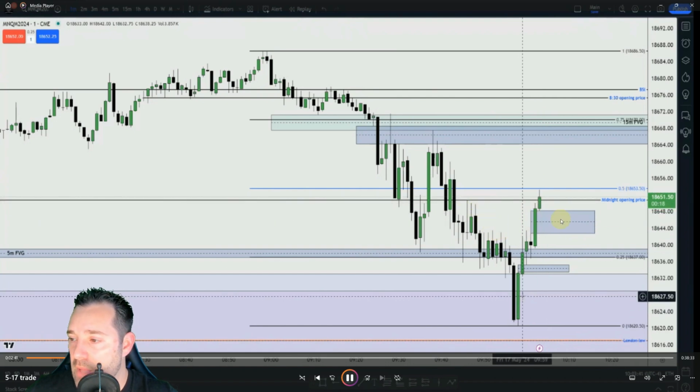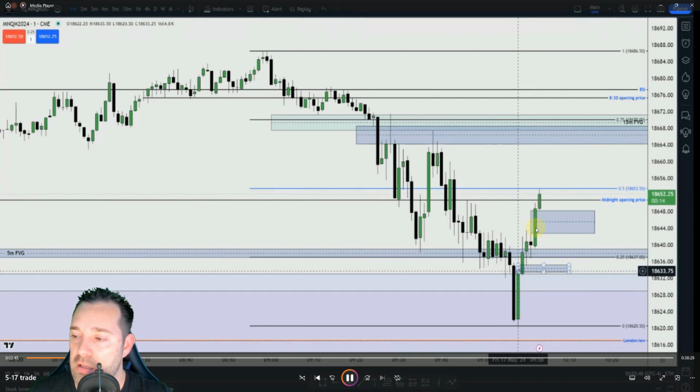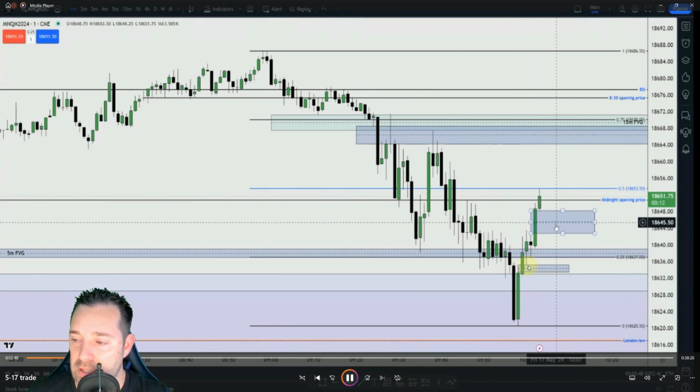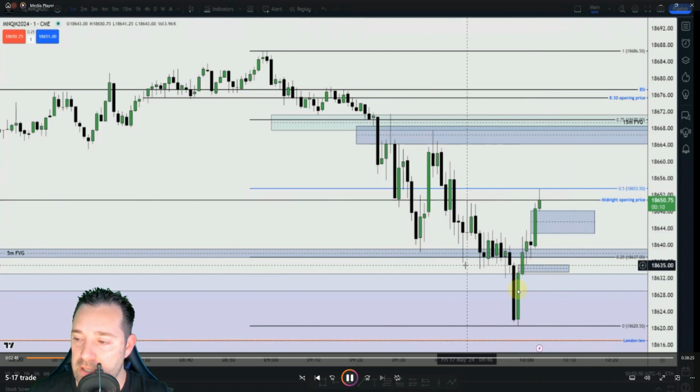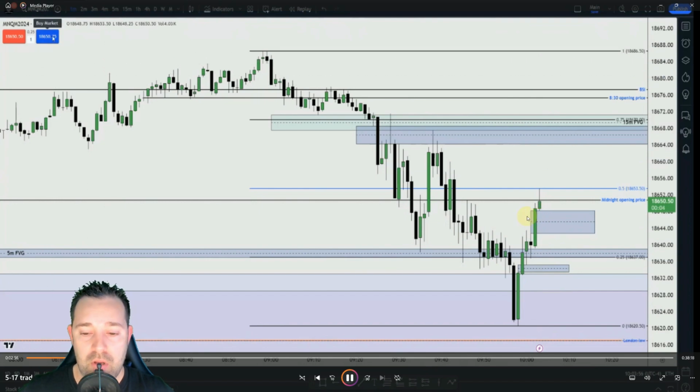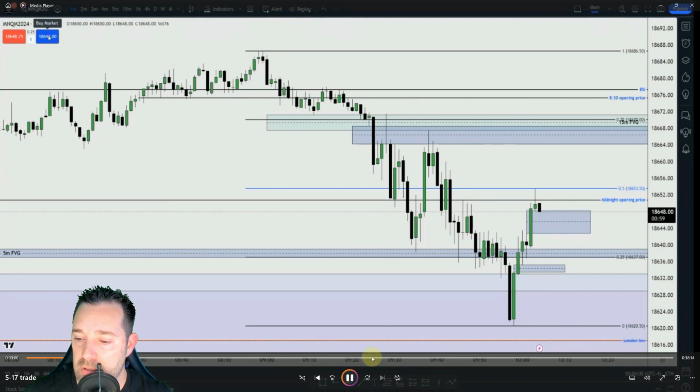Well, I prematurely marked it because I want to see this stay. I want to see this stay. We had this little one down here, as you can see. So it created that little one, took these swings, created this one. So where's my entry? My entry is going to be in here. Okay, so we got it.